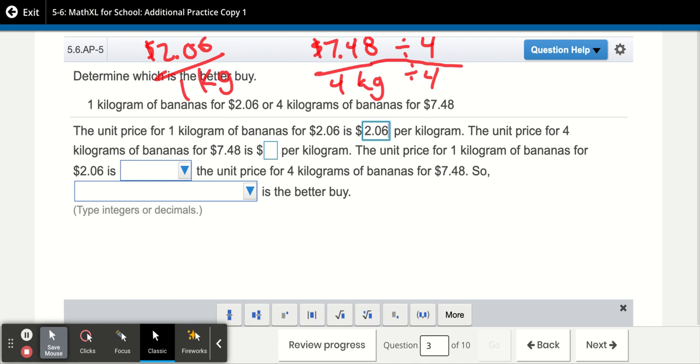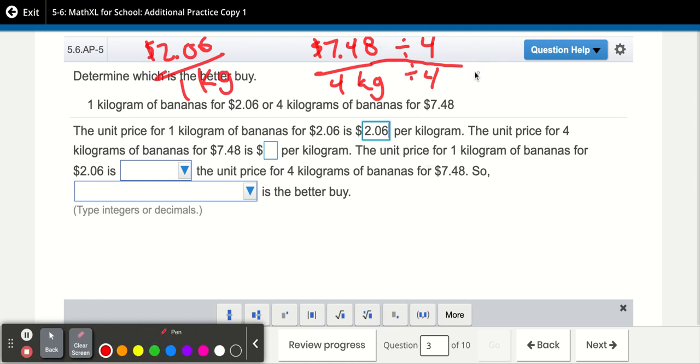That's our division up top that we were in the middle of, and I paused that. And then the unit price for 1 kilogram of bananas, $2.06, is blank to the unit price of 4 kilograms of bananas for $7.48. So blank is the better buy. All right, good. We're on the right track. I just wanted to make sure I was not leading us astray here.